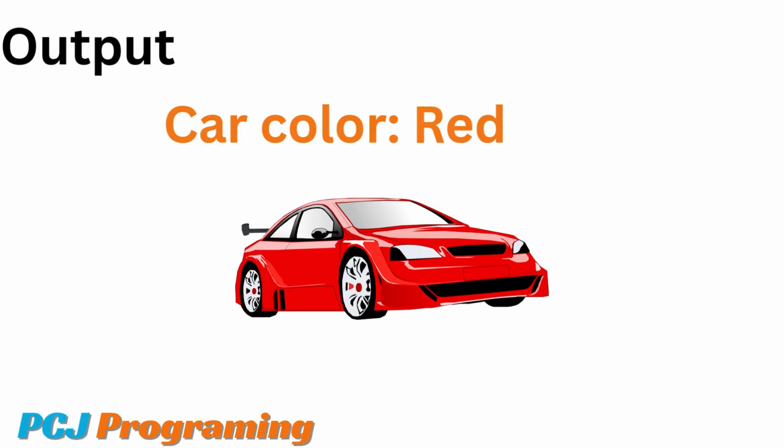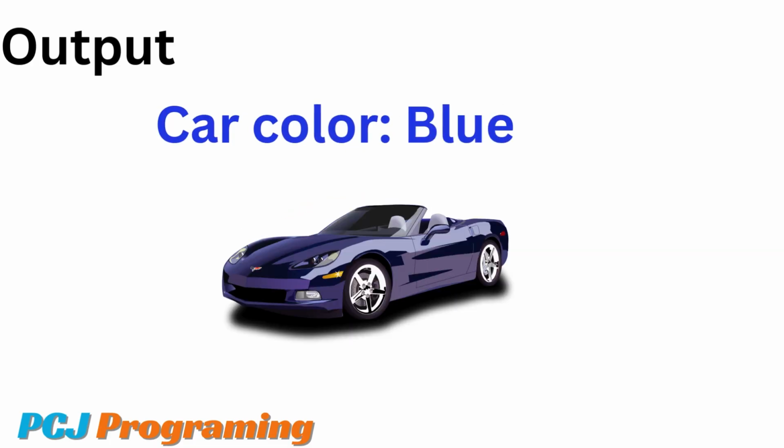Now let's check the output of this code. Car color: Red. This shows that the constructor successfully assigned the color value to our car object. If we created another object, like new Car("Blue"), then the output would show Car color: Blue. This is the power of constructors. They help us quickly initialize different objects with different values.